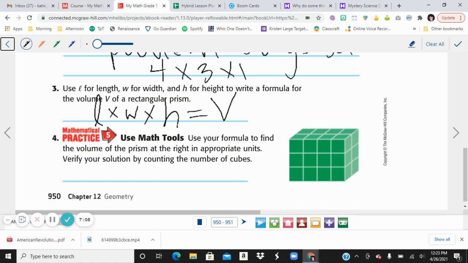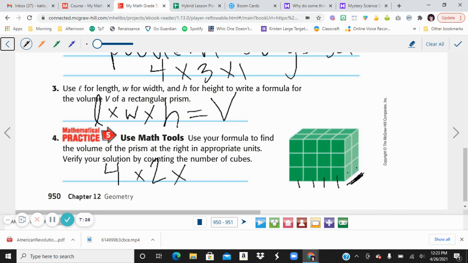Use your formula to find the volume of the prism at the right in the appropriate number of units. So let's do my length. How long is it? It's 1, 2, 3, 4. So length is 4 times the width. How deep is it? 1, 2.